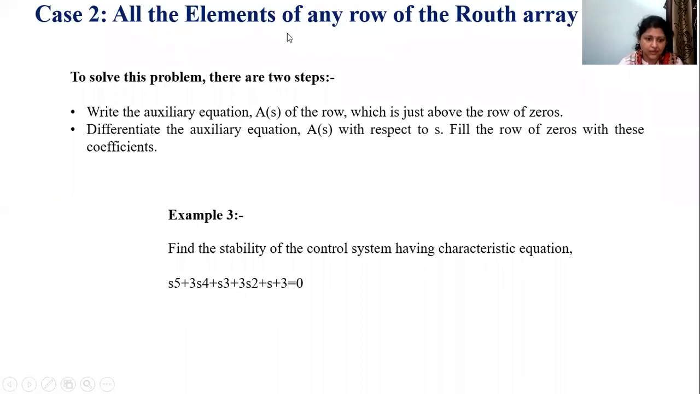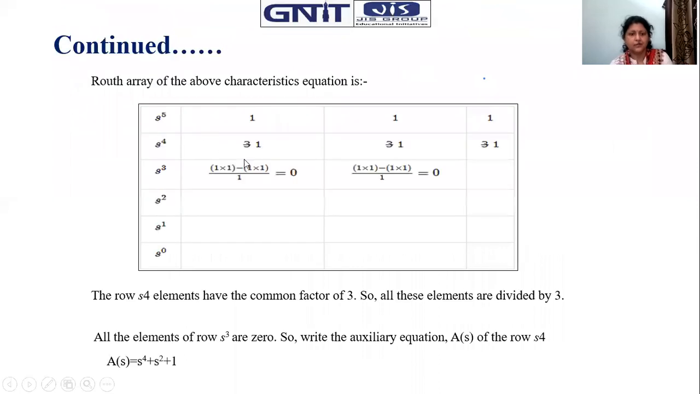So it will be 1, 1, 1. And for the second row, 3, 3, 3. If this is the characteristic equation, let's see what I have written over there: 1, 1, 1 for the first row, starting with s to the power 5 and ending at s to the power 0. So we are just getting the lower order ones one by one.